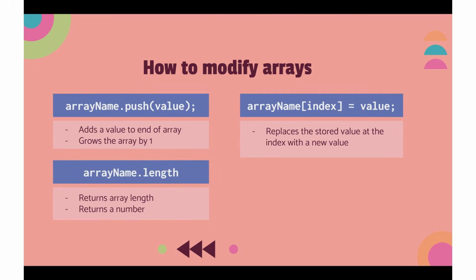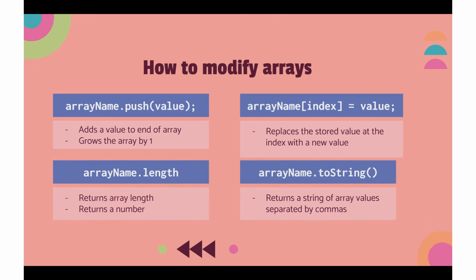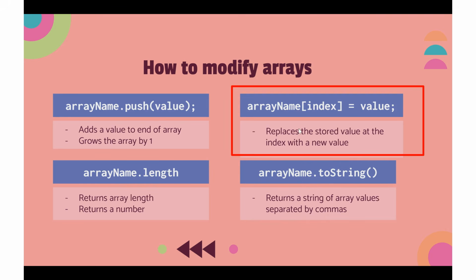If we do arrayname.length, it returns the number of lockers or different indexes inside of the array. And lastly, arrayname.toString, this just returns a string of all the array values separated by commas. So it's useful for debugging. But this one, arrayname[index], is the one that we're going to be using a lot for our project.